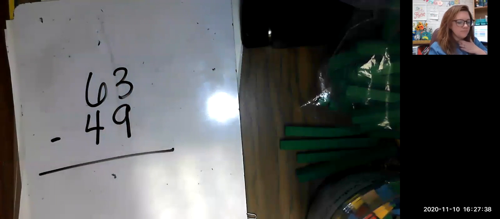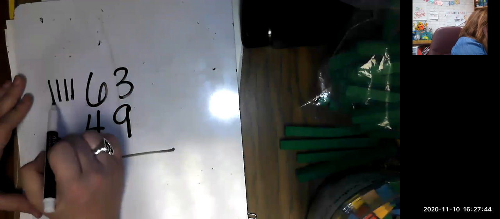And I'm going to show you, if you don't have base 10 blocks at home, how you can draw out your base 10 blocks. Okay. So we're going to start with 63. I've got 63 pieces of candy. This time my little boys are going to eat 49 of the pieces of candy. Okay. So I'm going to draw out 63. 10, 20, 30, 40, 50, 60, 61, 62, 63.